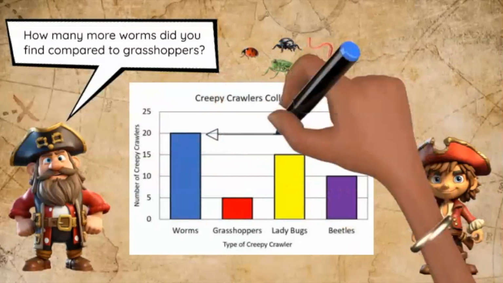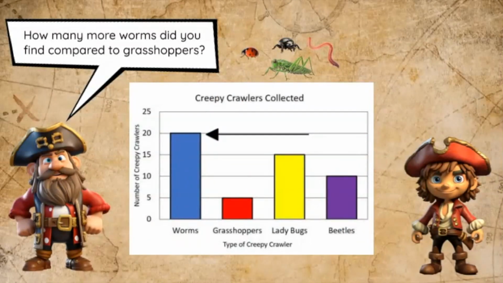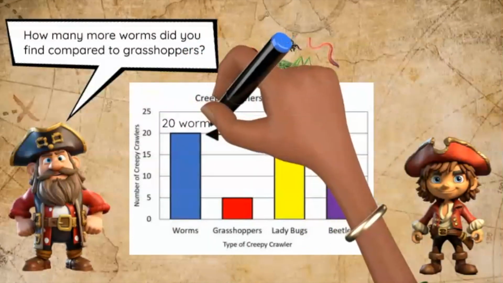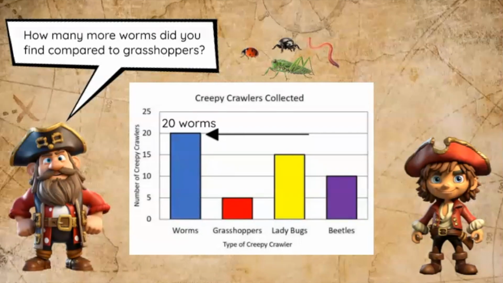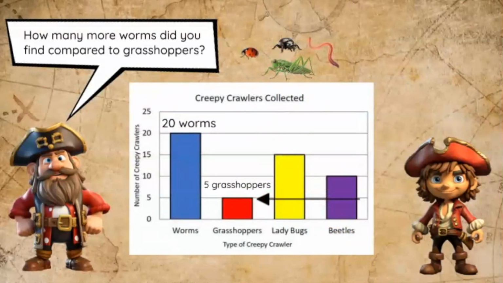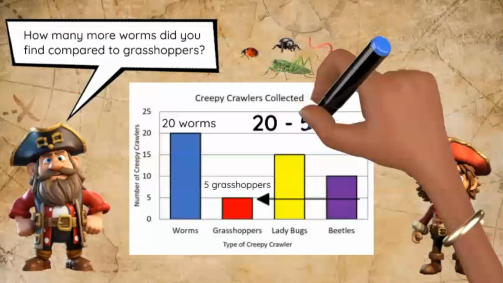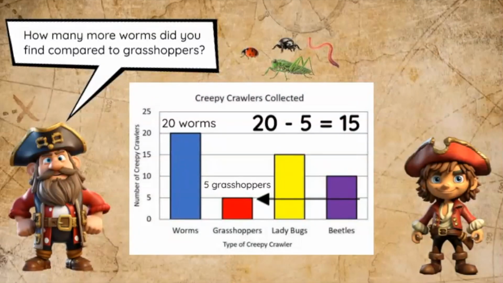The number of worms is represented by the blue bar, and I can see on the x-axis, we are counting by 5s. Since the blue bar extends all the way to the 20 value, there are 20 worms. The number of grasshoppers is represented by the red bar, which extends to the number 5, so there are 5 grasshoppers. 20 minus 5 equals 15. We found 15 more worms compared to grasshoppers.